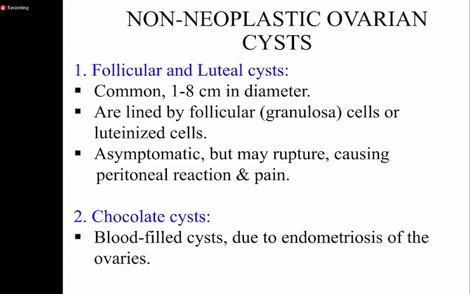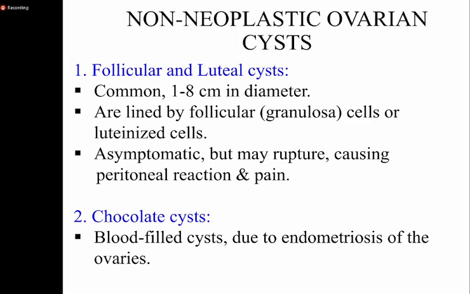So, non-neoplastic ovarian cysts. A whole variety of cysts occur in the ovary. They're non-neoplastic, some really just an extension of the normal structures that we find in the ovary, like follicular and luteal cysts. They are common. Actually, some of the commonest cysts in the ovary are follicular and luteal cysts. They measure anywhere from 1 to 8 centimeters, and follicular cysts are lined by follicular cells or luteinized cells.